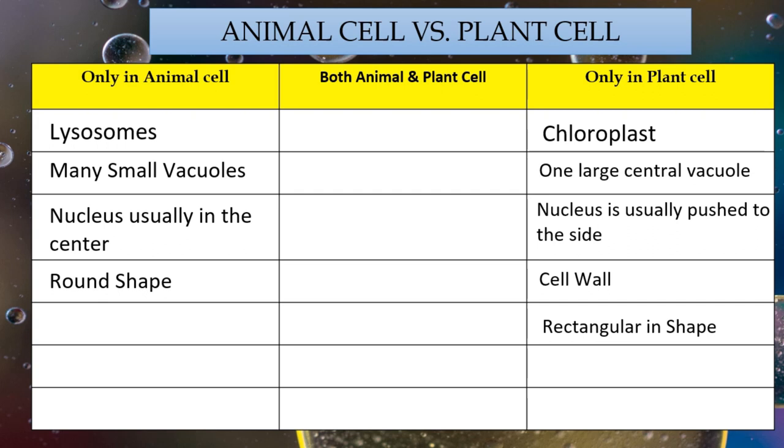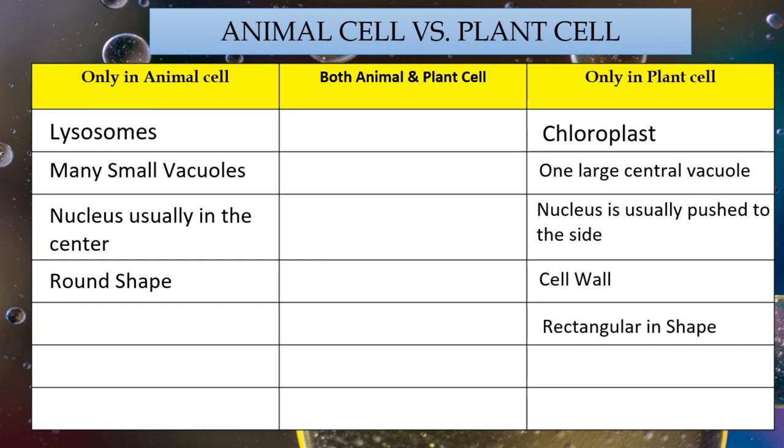They have one large vacuole. The nucleus is usually pushed to the side due to the presence of the large central vacuole. They have a cell wall. Unlike the animal cell that only has a cell membrane, the plant cell has a cell wall and a cell membrane. And a plant cell is rectangular in shape.